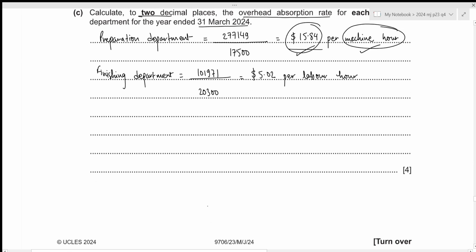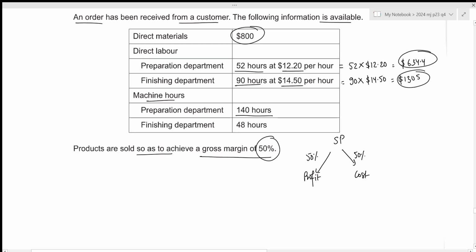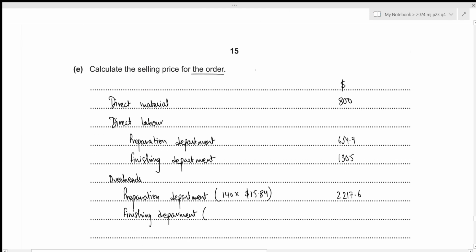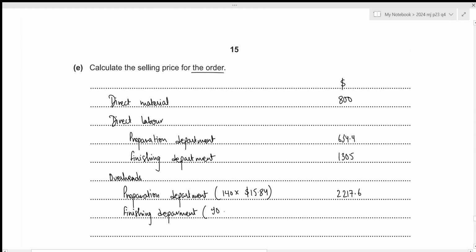We then repeat the same process for finishing department. For finishing department, the overhead absorption rate was 5.02 and this was per labor hour. So we need to multiply it to the labor hour given below. And we need to take a look at the direct labor section now for finishing department. The labor hour is 90. So our overhead is just going to be 90 times 5.02. This results in the value of 451.80. Now we will get the total cost.